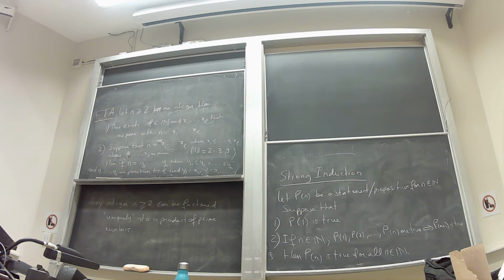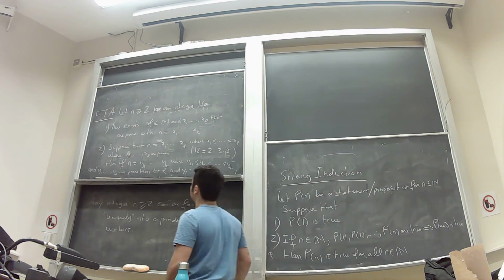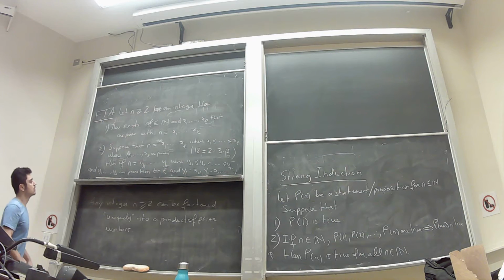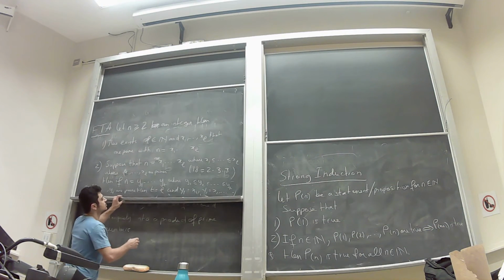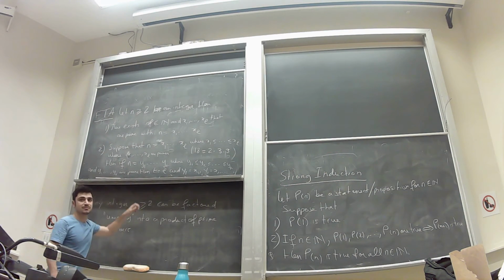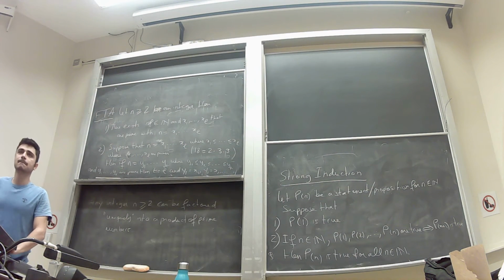Just for the upper board, the last line. And if y1 up to yt are prime, then t is equal to L and y1 is equal to x1, y2 is equal to x2, up until yt is equal to xt. Okay? This is what it said, that the prime decomposition is unique.